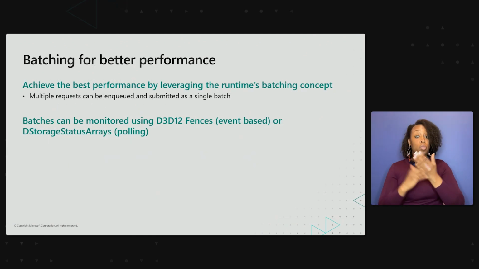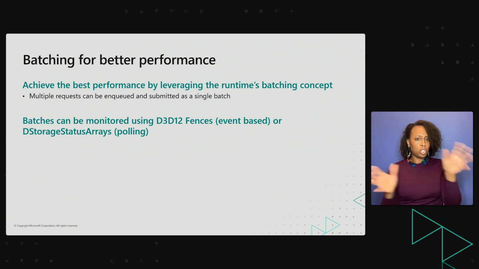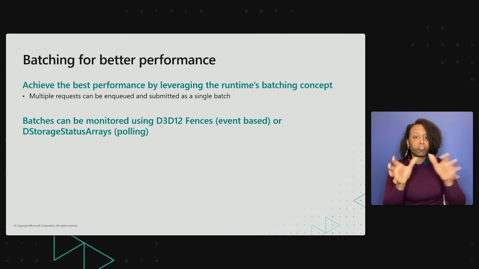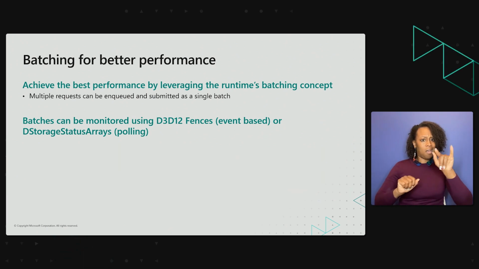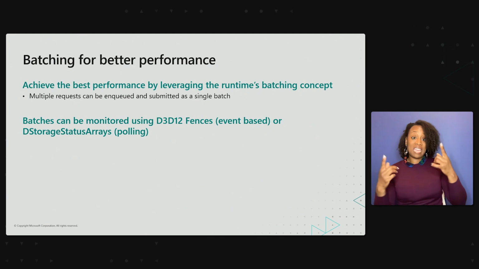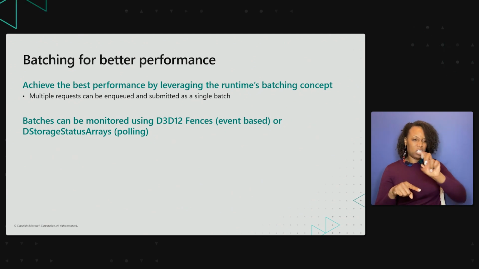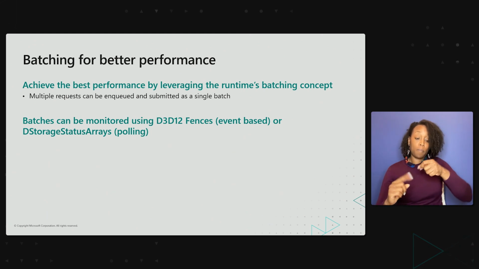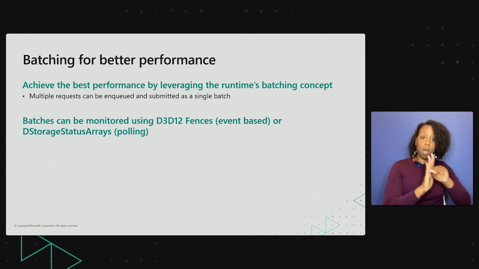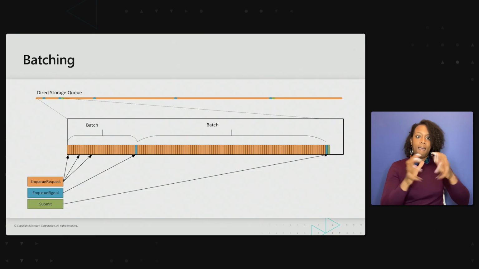To maximize your I/O throughput in DirectStorage, you're encouraged to batch many requests together. Now, batches of work added to the queue can be monitored by your title by using either an event-based model, that's D3D12 fences, which you can pass a handle and wait on them to be signaled, or even a polled model, leveraging the new DirectStorage status arrays. It's whatever you see fit in your title to use. So let's look at a queue with a bunch of batches in it.